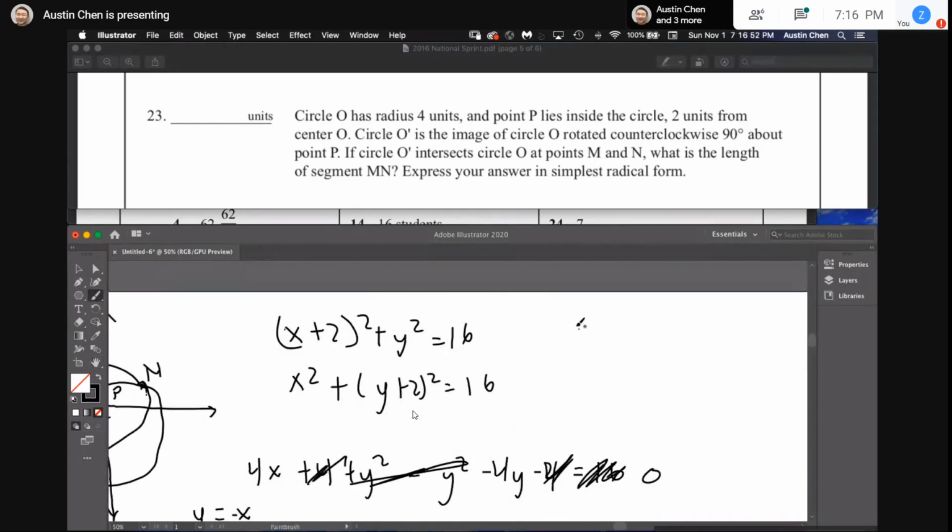So then we can find solutions by just substituting this into here. So substituting y equals negative x into this, you'll get x squared plus 4x plus 4 plus x squared equals 16. And then we'll have 2x squared plus 4x minus 12 equals 0, or x squared plus 2x minus 6 equals 0. And then can we factor this?